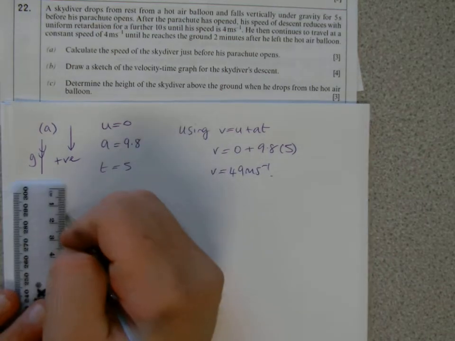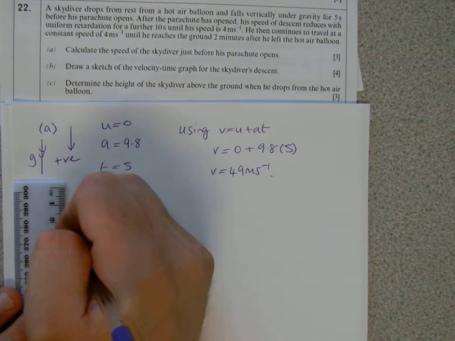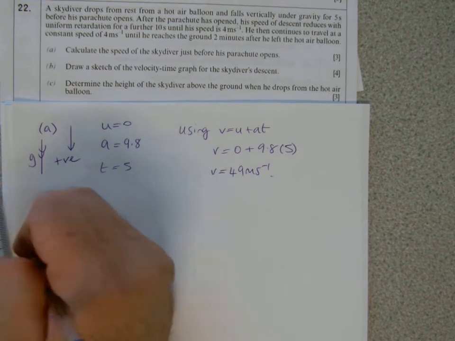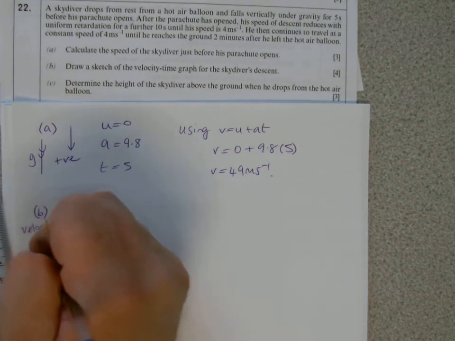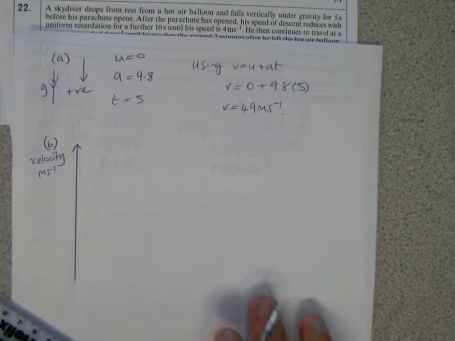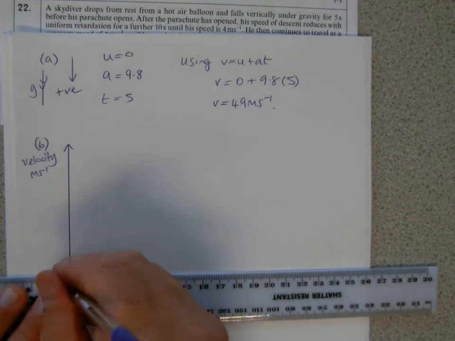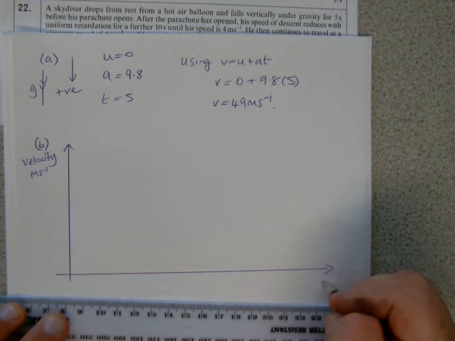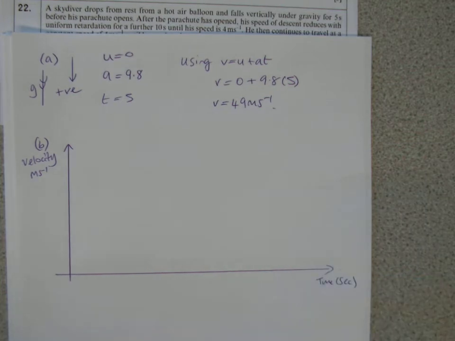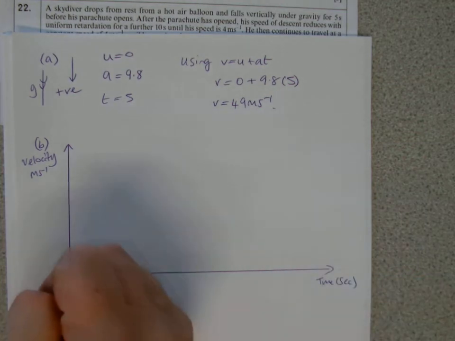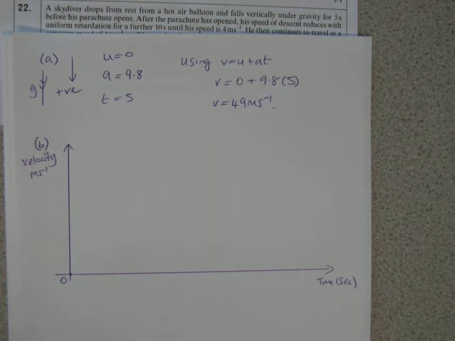So part B then, it says draw a velocity-time graph to show the whole descent, as he's falling. With a velocity-time graph, remember you need to label the axes: velocity, and of course the units, meters per second, and then the horizontal axis is going to be your time, which is measured in seconds. Make sure you have that all labeled there, and your origin there, of course.